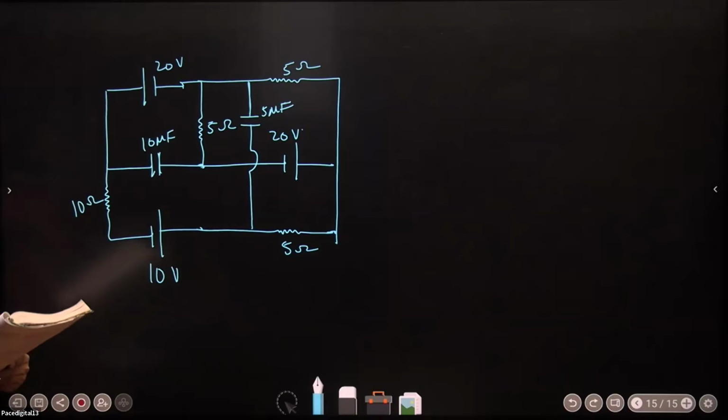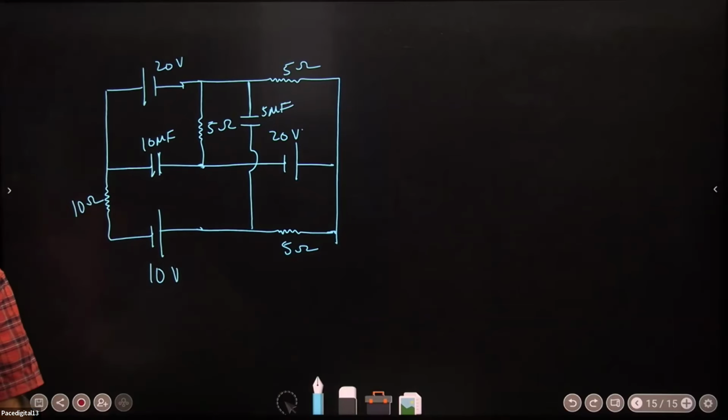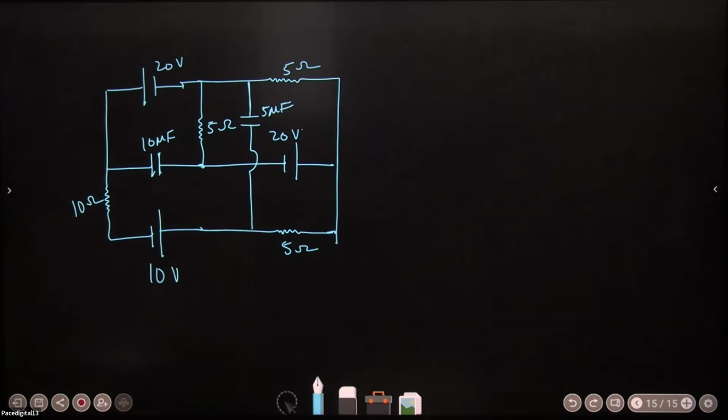In steady state, find the charges on the 5 and 10 microfarad capacitors. In steady state, find the charges on both the capacitors. There are only two capacitors, 5 and 10 microfarad. The problem is not difficult, it's quite easy.